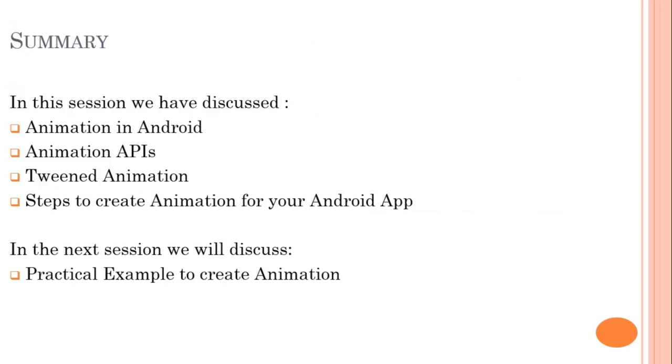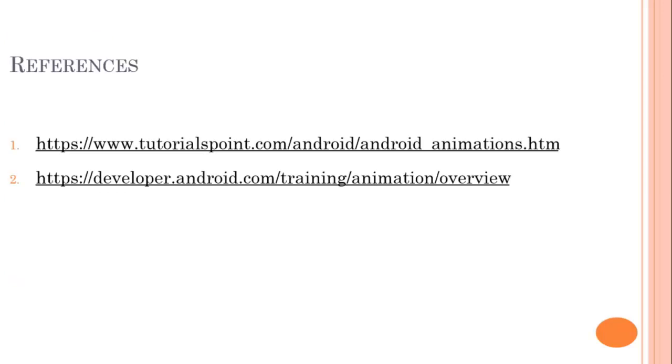Now in this session, we have discussed what is animation in Android, what are the types of animation API, what is tweened animation, how we can declare the tweened animation in your Android project, and the steps to create animation for your Android application. Now in the next session, we will discuss a basic example to create animation using Android Studio. Thanks for watching this video.